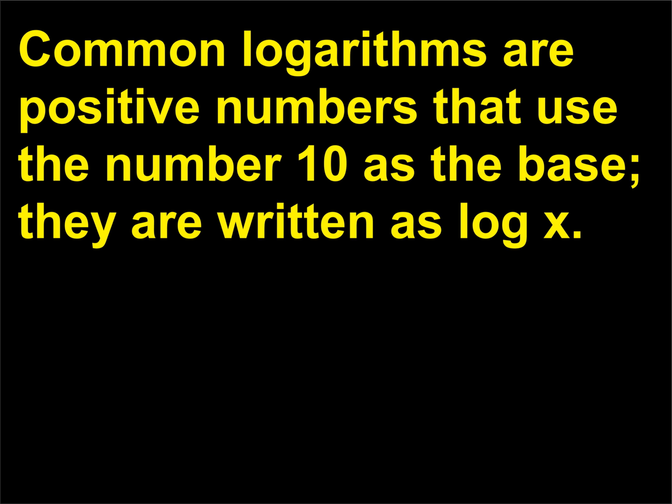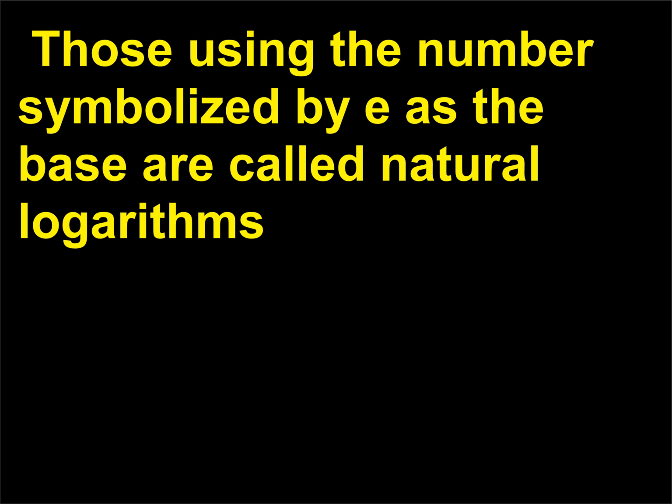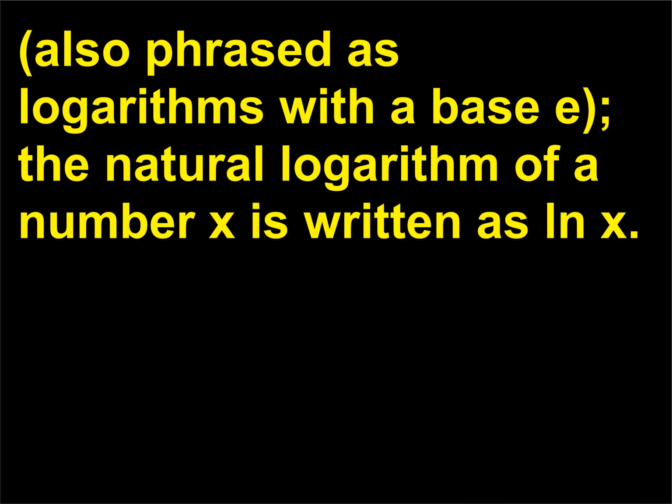Common logarithms are positive numbers that use the number 10 as the base. They are written as log x. Those using the number symbolized by e as the base are called natural logarithms, also phrased as logarithms with a base e. The natural logarithm of a number x is written as ln x.